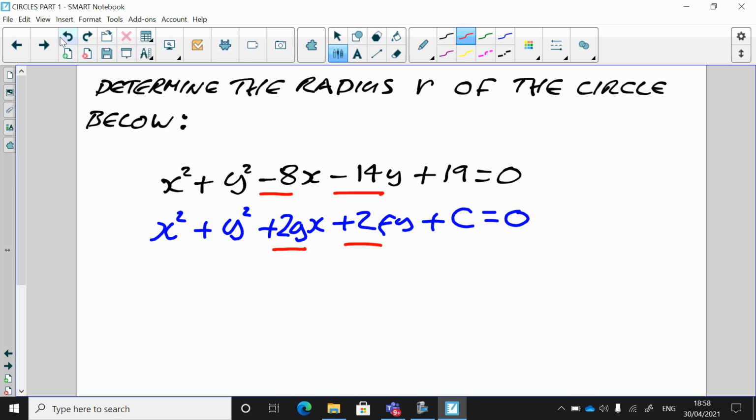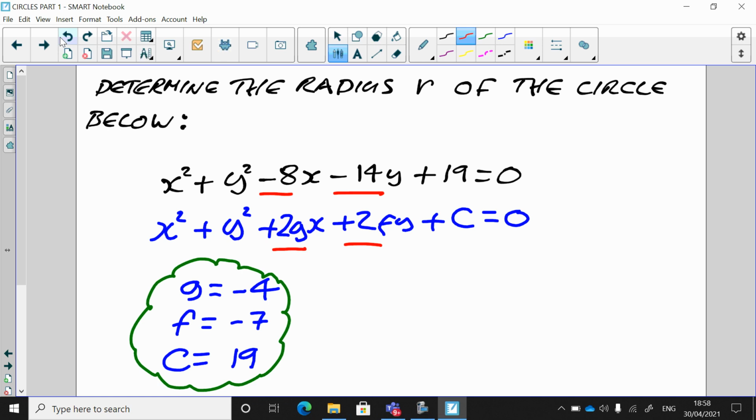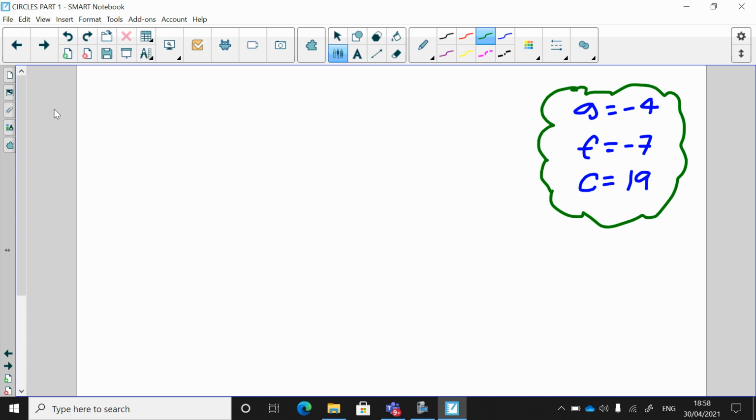Right. So it's only the 2G and the 2F we're comparing here. So I've done a wee bit of algebra there. You're good at algebra there, and it shows you the values of G, F, and C. Oh, just to let you know that C is always a number on its own. That's fine. C is 19. 19, is that a nice number? I don't know. That's fine. Right, so there's, you got G, F, and C.